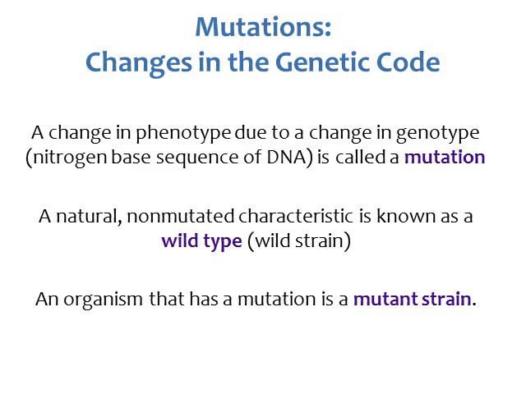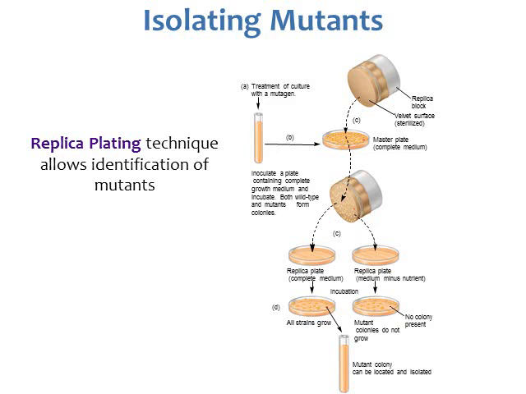Okay. So we're going to be looking at different types of mutations and how they can occur, and the different terms we use to describe mutations. So, isolating mutants. A lot of bacteria just mutate on their own, and we'll get into the different ways. If you see a mutant that you want to grow, you can use what's called the replica plating technique. This allows for the identification of mutant bacteria.